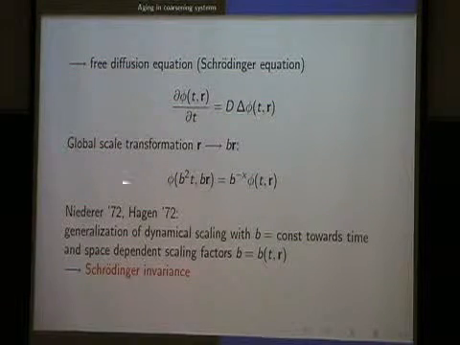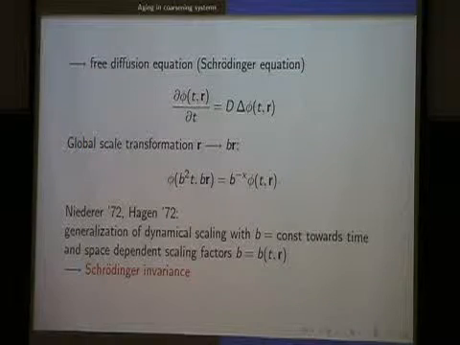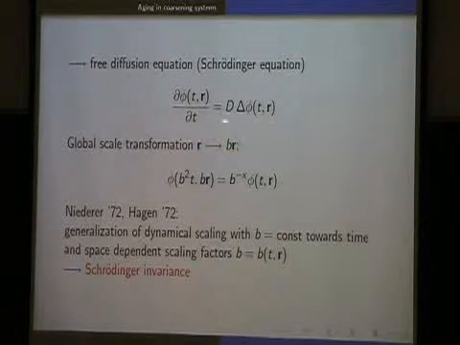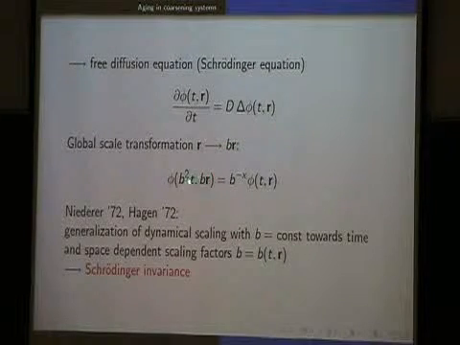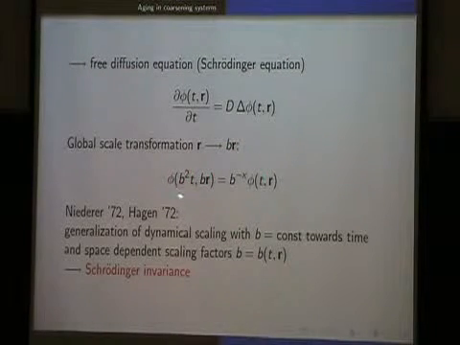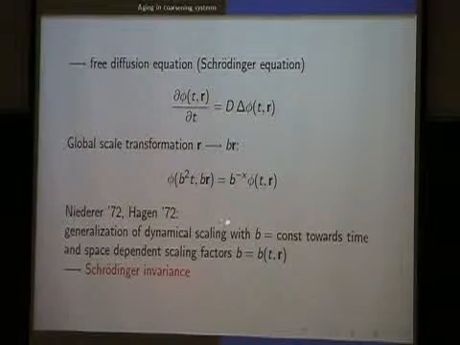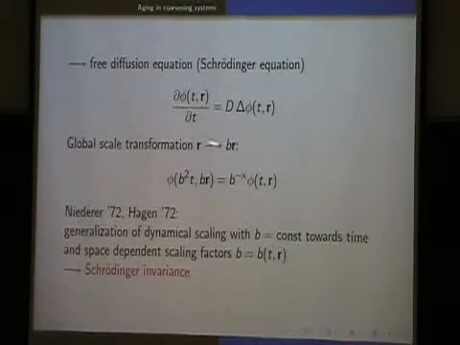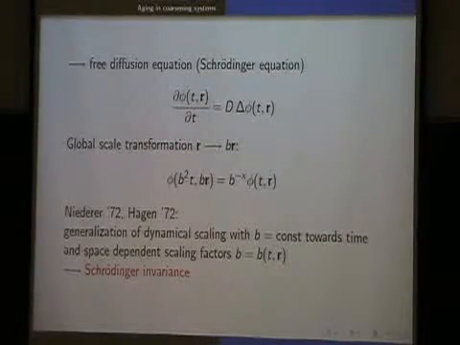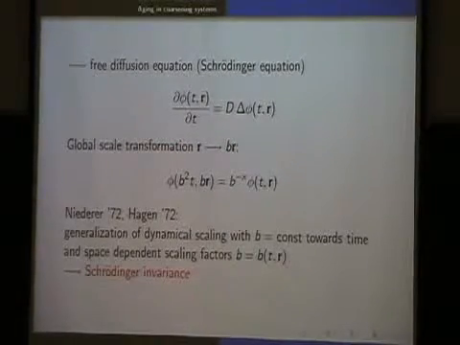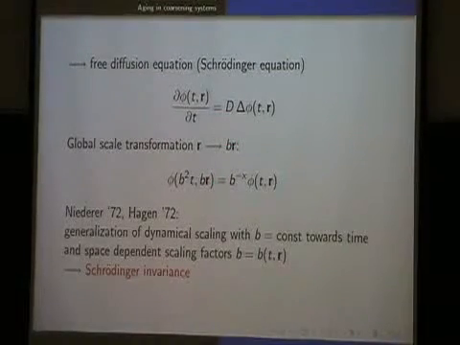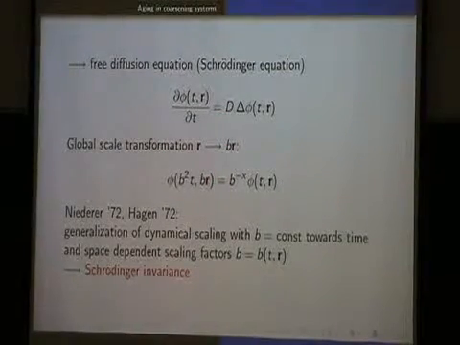We all know the Schrödinger equation is invariant under global scale transformation. So we multiply space by some constant, we have to multiply time by the constant squared, and then we observe that any solution of the Schrödinger equation is given by a solution without this rescaling multiplied by the scale factor to some exponent. This is the starting point for global scale invariance, and it can be observed very nicely.